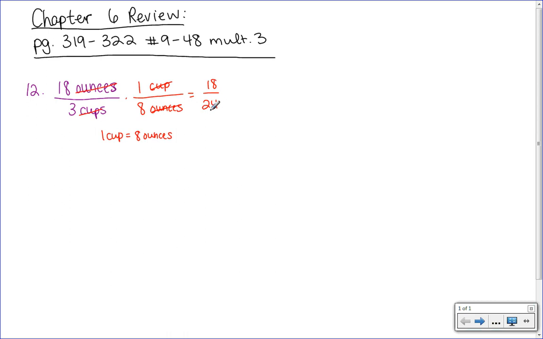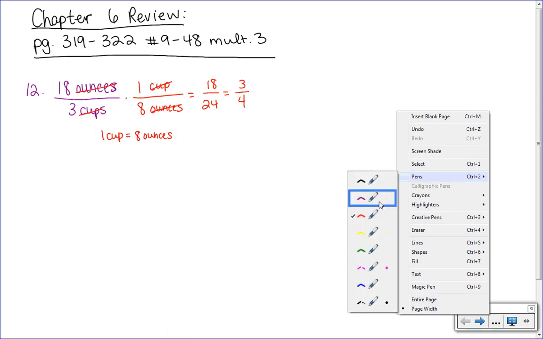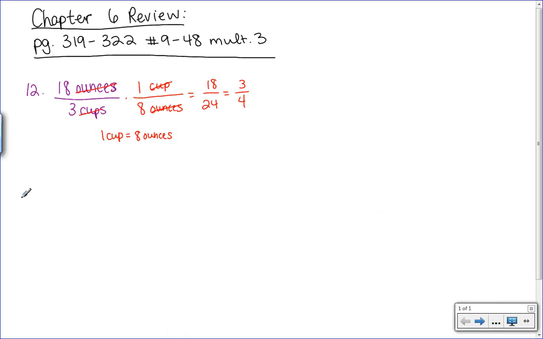However, we want it in simplest form. So we can divide the numerator and denominator both by 6, so we can reduce this to 3 over 4, or a ratio of 3 to 4. Okay, the next even numbered problem is number 18.